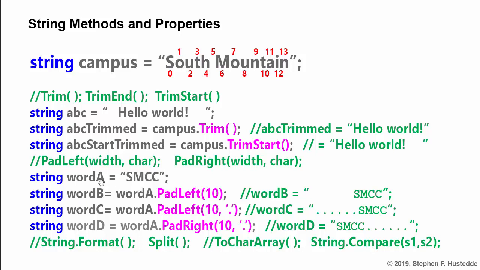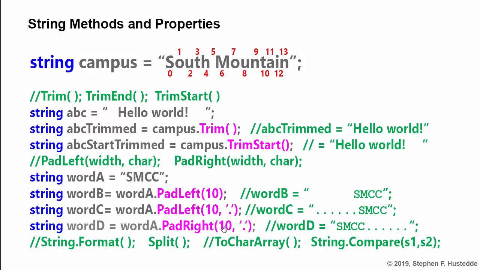But as an example, if I have word A as a string value equals SMCC, word B equals word A dot pad left, and we say 10 spaces, 10 characters. And so this is going to put word A in another string, and it's going to put additional spaces in front of that. So word B in this case is a string of 6 spaces and then the 4 letters of SMCC for a total of 10. I can also specify which character I want if I don't want spaces. So word C equals word A dot pad left. Again, I want a width of 10, but the character, notice this is in single quotes, because this is a char value, not a string value. The character I want is a period. So now I'm going to get 6 periods and the letters SMCC.